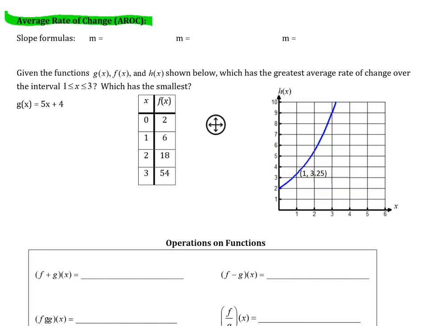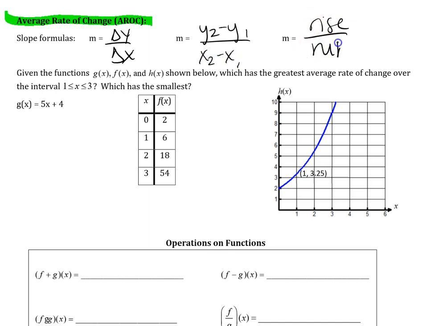Alright, the next thing we talked about in this unit was average rate of change, which is calculated by your basic slope formulas. So change in y over change in x, y2 minus y1 over x2 minus x1, or just your basic rise over run calculations. Typically how we ask this is we give you functions and they're shown in different ways. Like this is just an equation, this is a table, this is a graph, and we're going to compare their average rate of change over specific intervals.